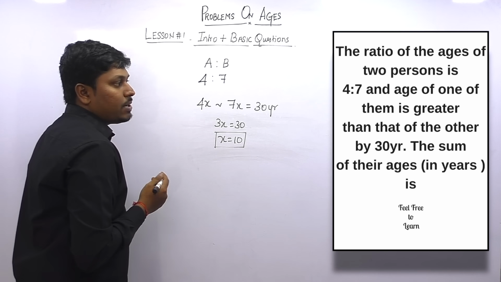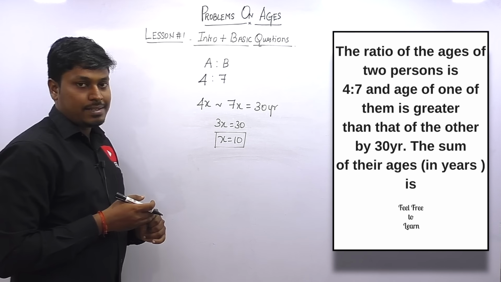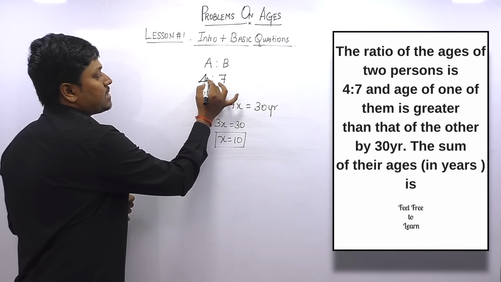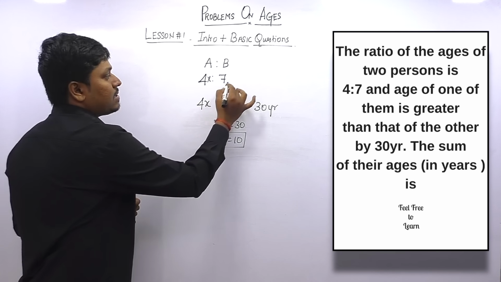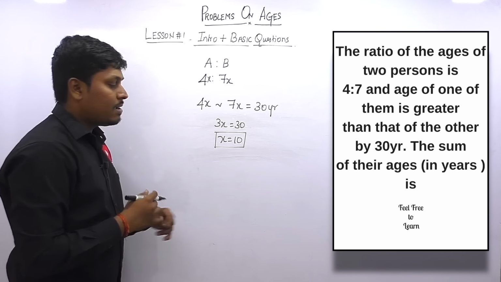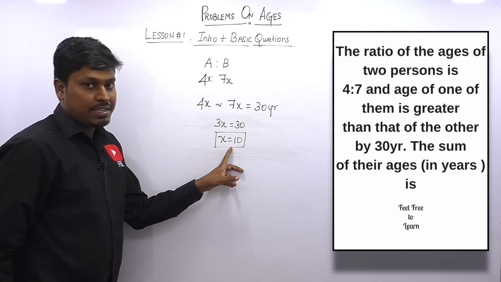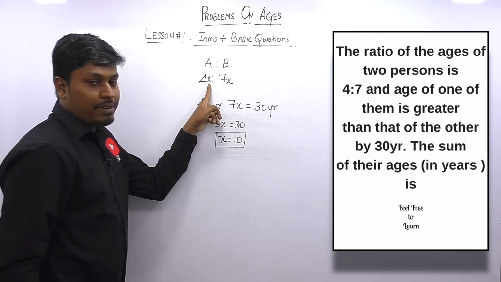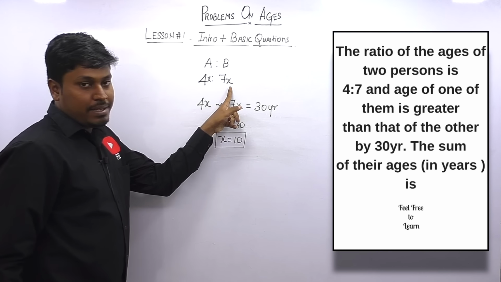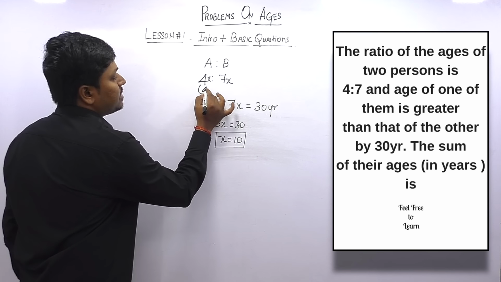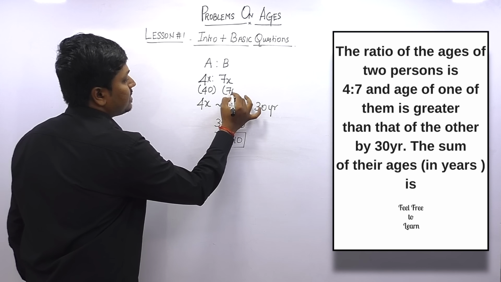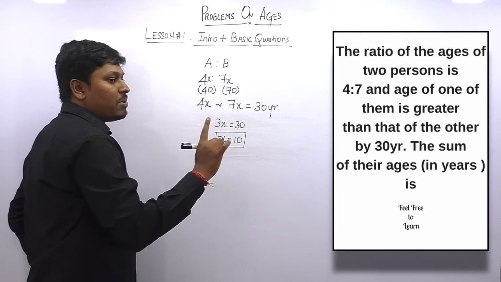And what is our target? Our target is to find the sum of their ages, right? So let me assume 4x will be the first person's age, 7x will be the second person's age, and now we found the value of x is equal to 10. So 4 into 10 will be 40, 7 into 10 will be 70. So the age of the first person is 40 and the second person is 70, but our target is to find the sum of their ages.